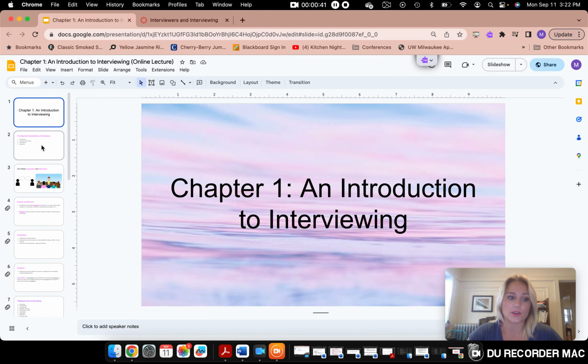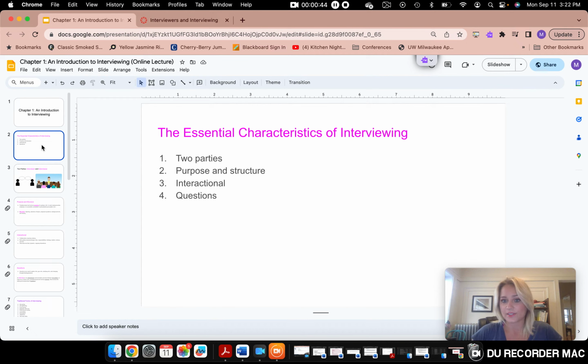So, in order to get started with interviewing, we need to talk about the essential characteristics of interviewing. There are 4 primary characteristics that separate an interview from your everyday interaction with people in your social circle. So, it's not just a conversation, it's not a speech, it's something different entirely. The 4 characteristics that we're going to talk about today are, 1, that there are 2 parties in each interview. Number 2, there is a determined purpose and structure in each interview. Number 3, interviews must be interactional, meaning there's back and forth between the 2 parties. And of course, there has to be the asking and answering of questions for it to constitute an interview.